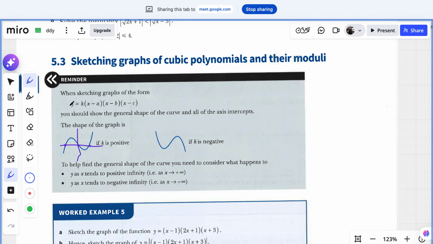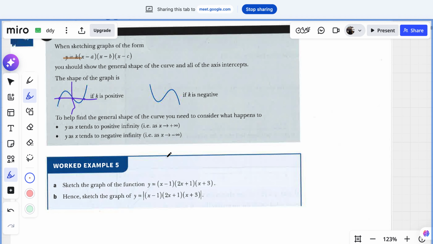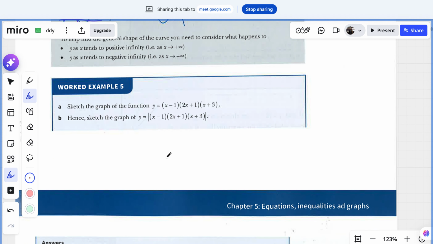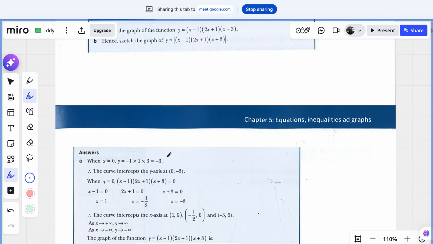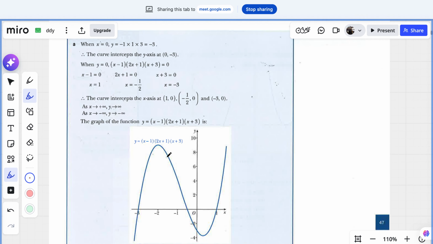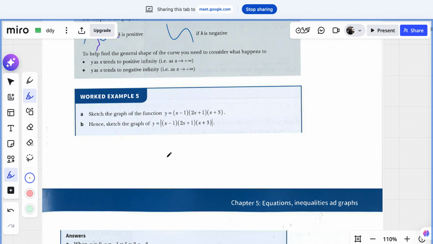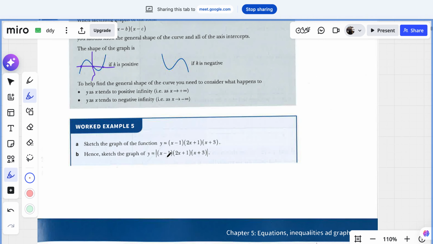It can be simplified and shown in this format: y equals k(x minus a)(x minus b)(x minus c). Now let's take a look at an example. Let's see this first question.